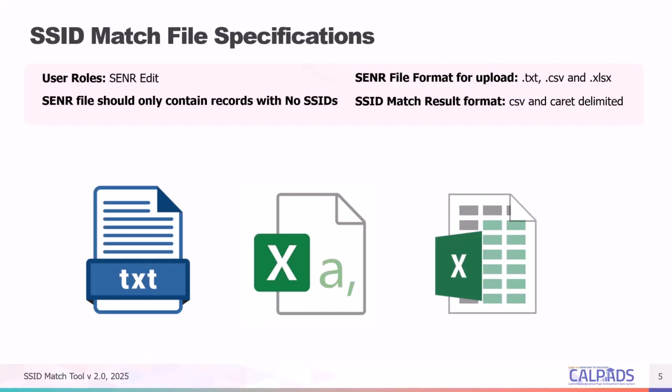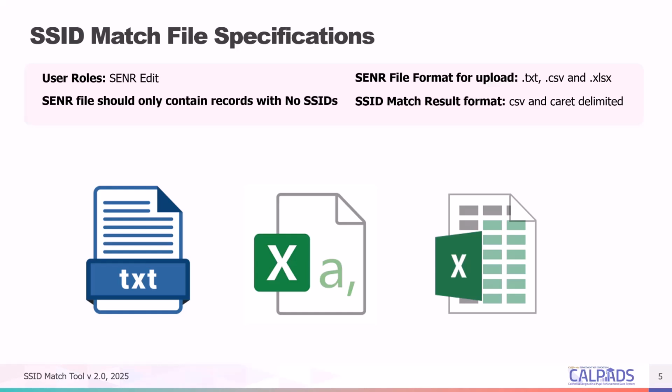Let's talk about some of the SSID match file specifications. Match files must be in the SENR file format with blank SSIDs. These files can be text, CSV, or Microsoft Excel files. These are the same file formats that are allowed in CalPADS batch file uploads. The SSID results file, which contains candidates, is downloadable and is always in a CSV format. It is caret delimited. This is the same way any other extract is formatted in CalPADS. We will take a look at one such caret delimited file in our demonstration later on in this training.